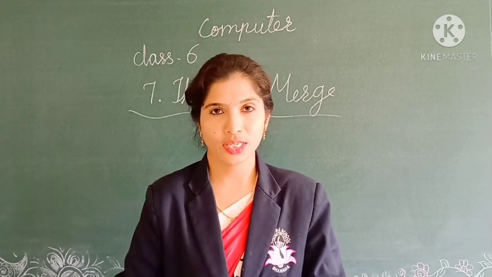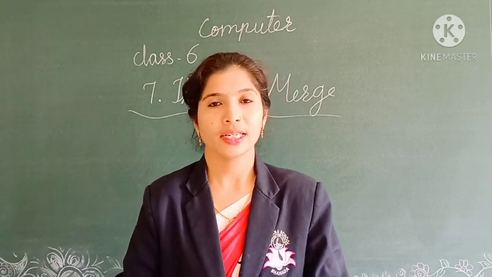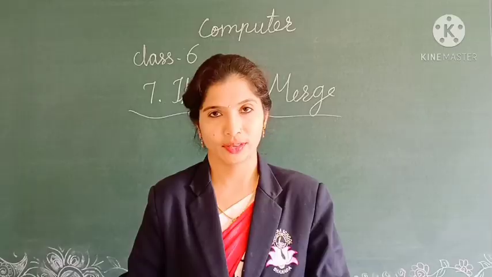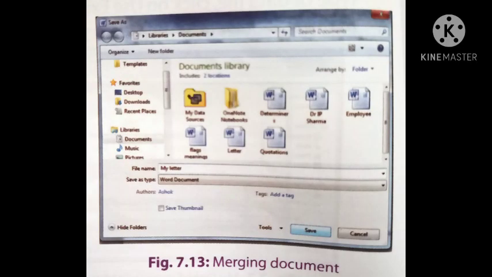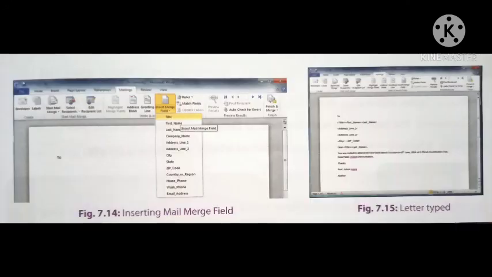Now we are going to see writing and inserting the merge document. Once you have created your recipient list, you will be able to make the merge document while typing the letter. For this, click on the Insert Merge Field button from the Write and Insert Fields group of the Mailings tab. A drop-down menu appears. Select the option you want to insert. Repeat the process until you have inserted all the fields. Complete the letter and save it with a new name.